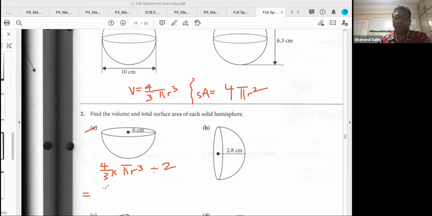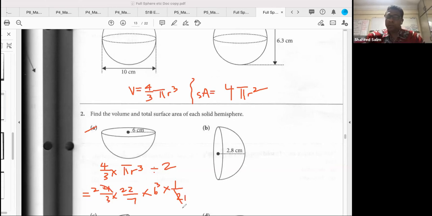Okay, so now 4/3 times pi is 22/7, times r is 6 to the power of 3. Then you can times half. Down here half, I can divide this. You see, this one becomes 2/3. No problem. Okay, so let's try and see. How much do you get? 6 to the power of 3, times 22 divided by 7 times 2 divided by 3. Okay, I get 452.